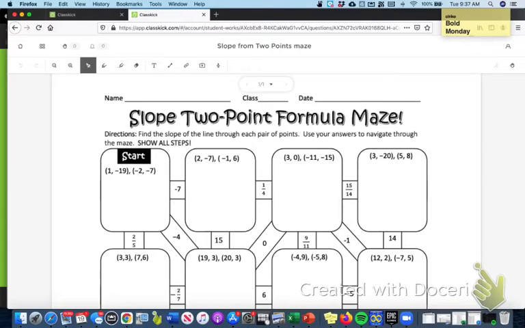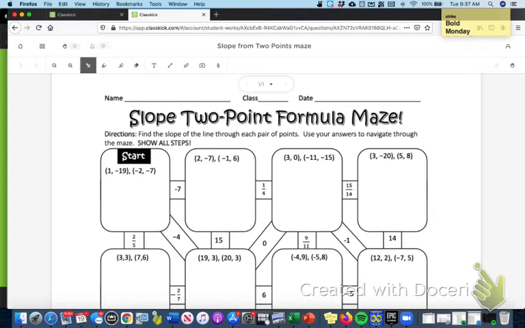Hey guys, I just wanted to walk you through a couple quick examples of the homework. So it's exactly what we just got done doing in class. We are still finding the slope from 2 points. It's just that I didn't give you as much help as I gave you on the notes, right?